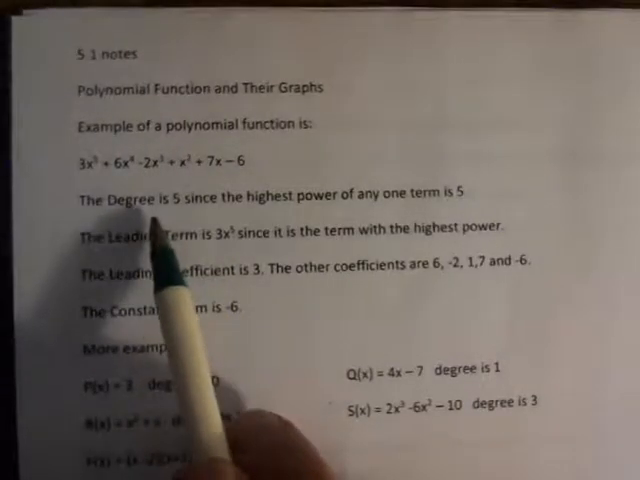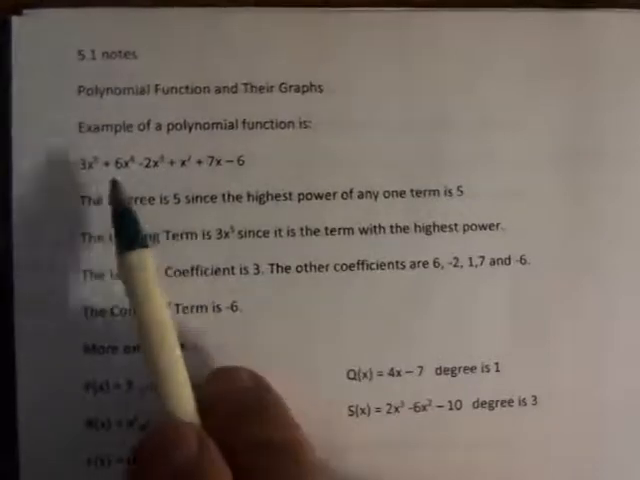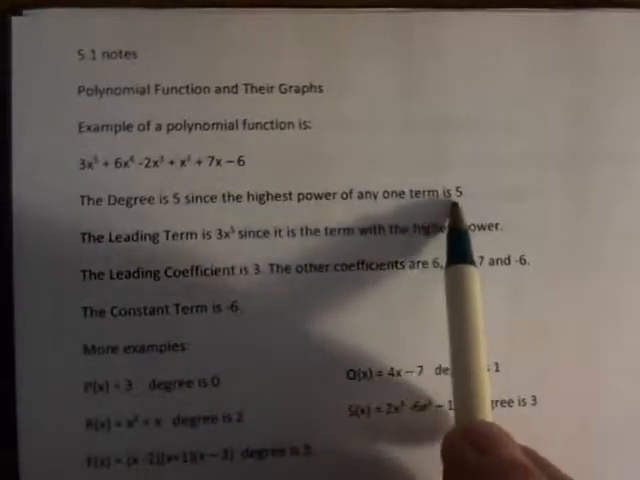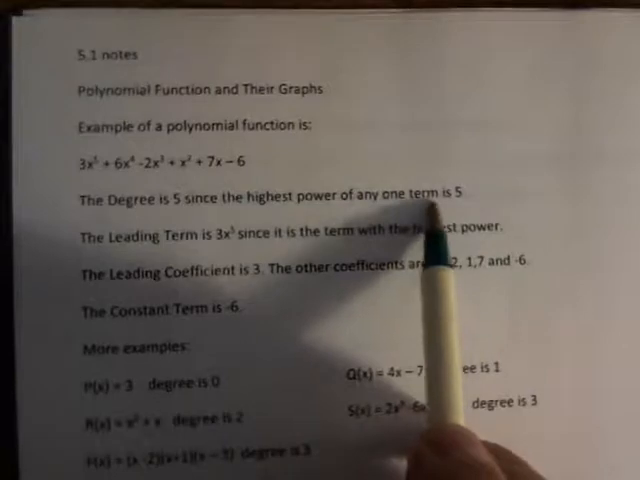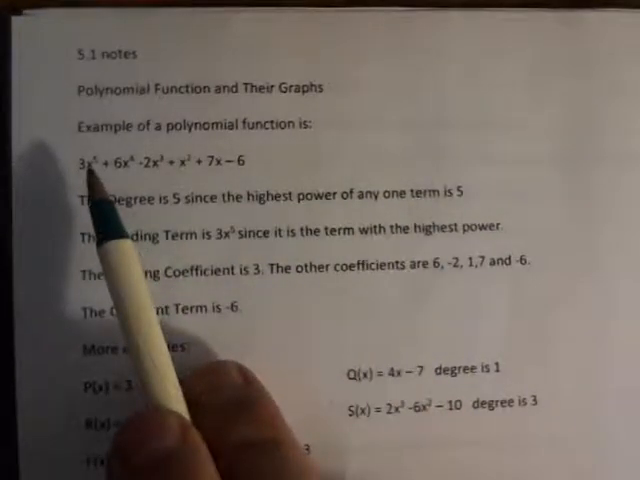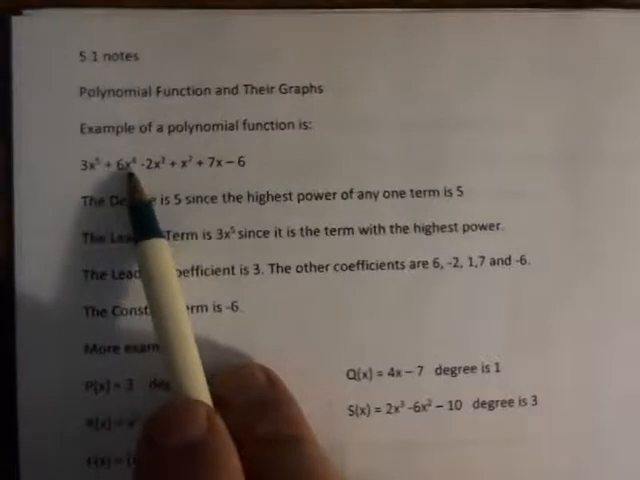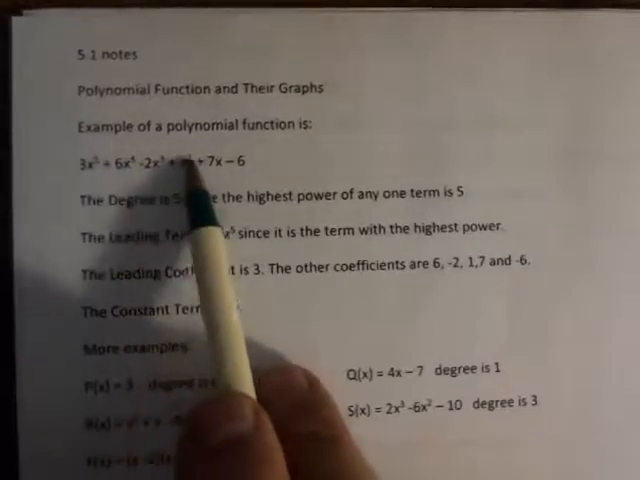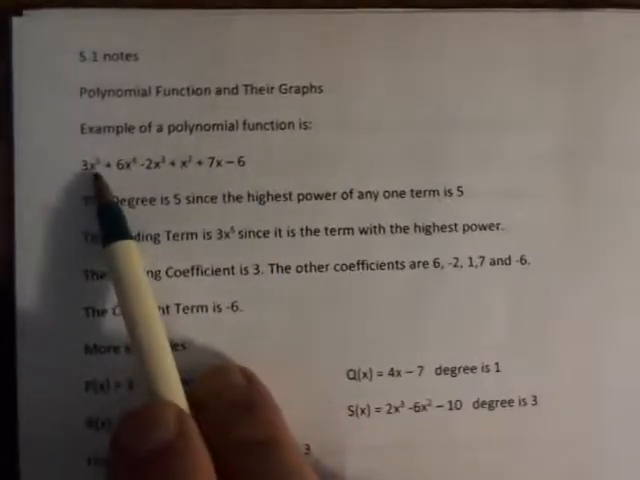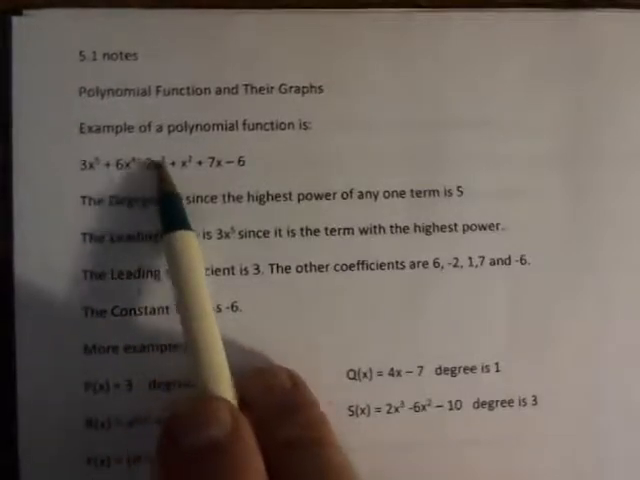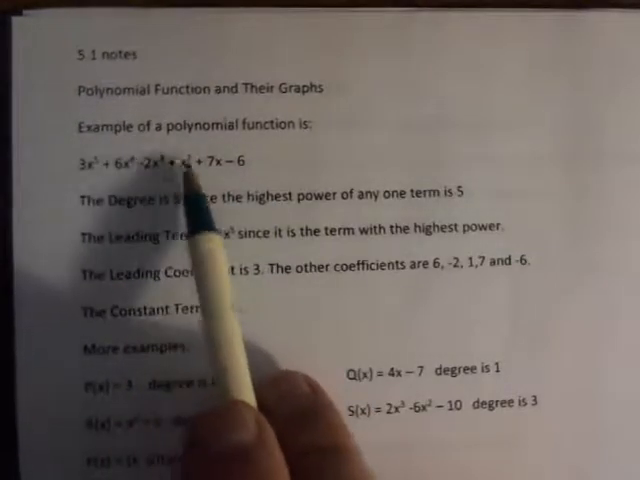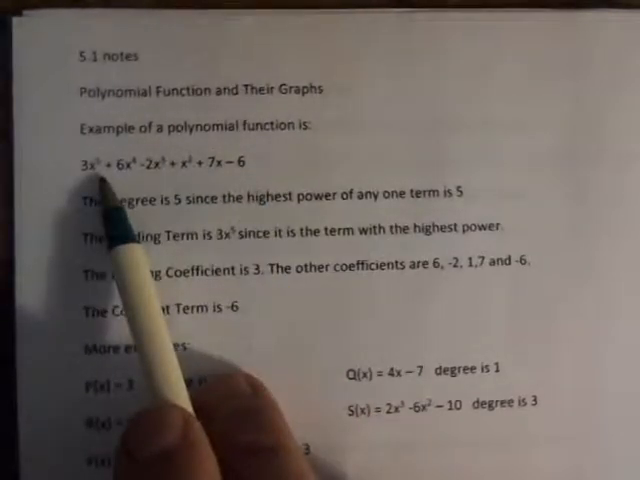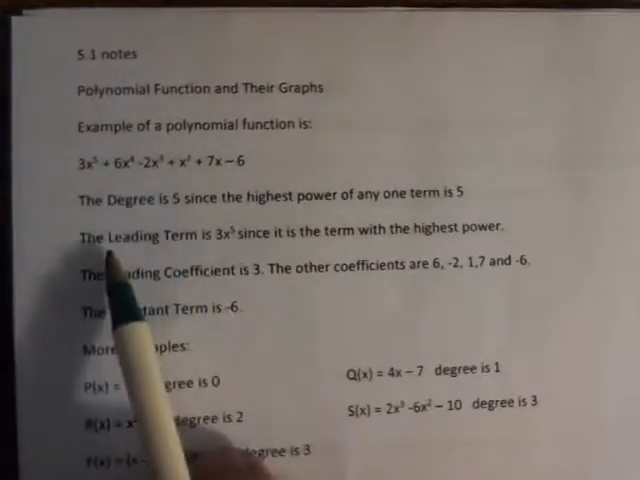One is the degree. The degree is 5 for this particular polynomial because the highest power of any one term is 5. When we talk about a term, we talk about monomials, or just items that are separated by plus or minus signs. So we have 3x to the 5th and then 6x to the 4th and so on. These are all individual terms, okay? The highest powered term is the one with the 5, so that's my degree.